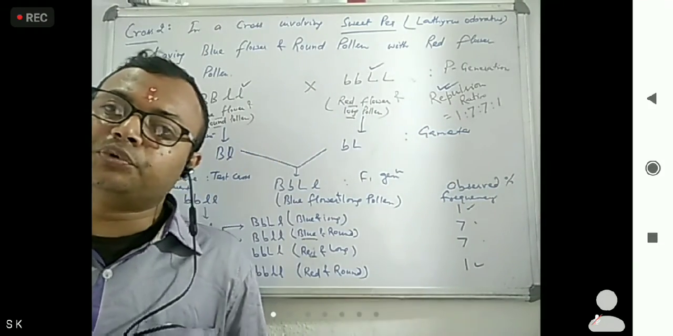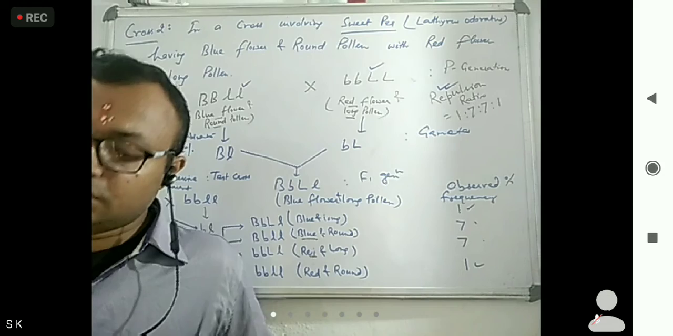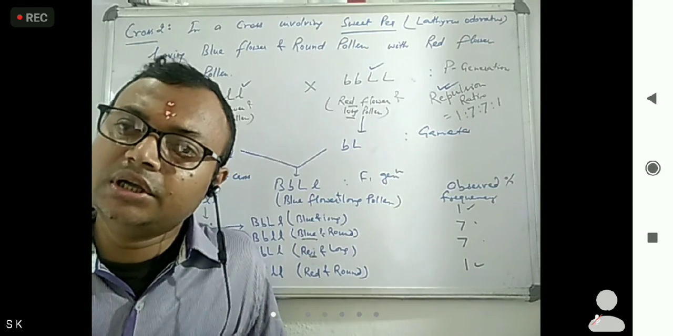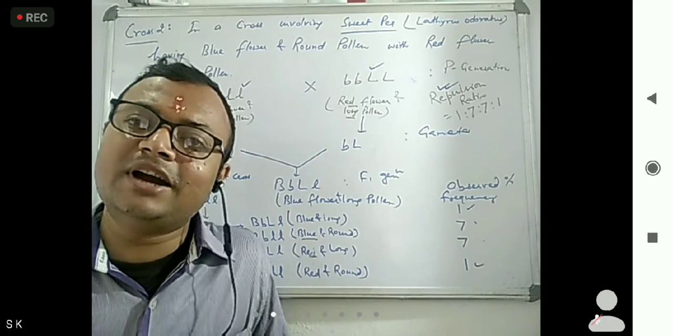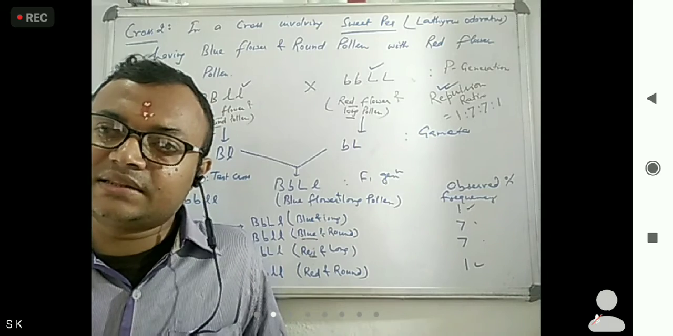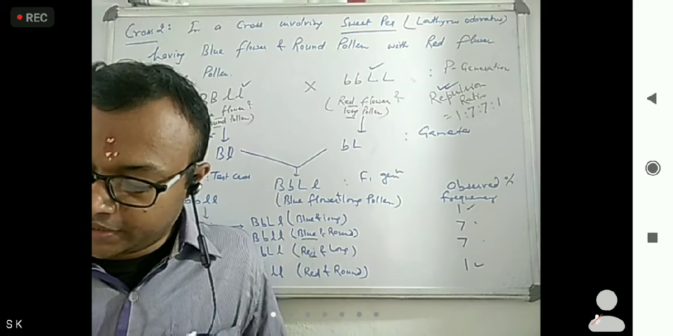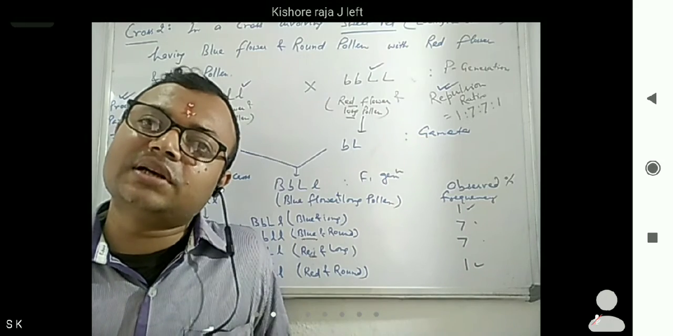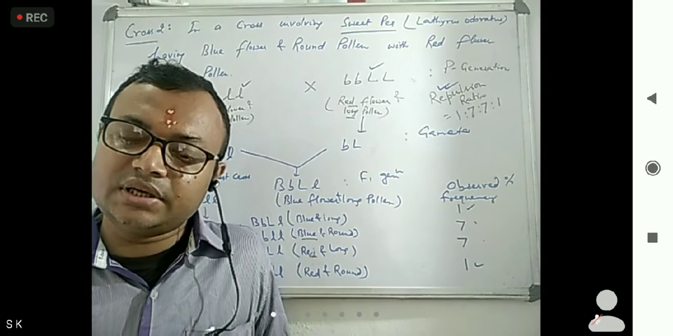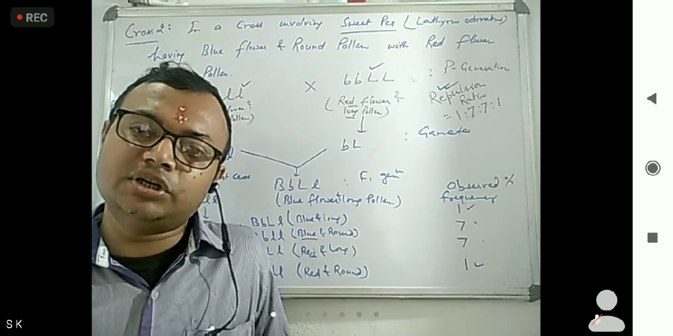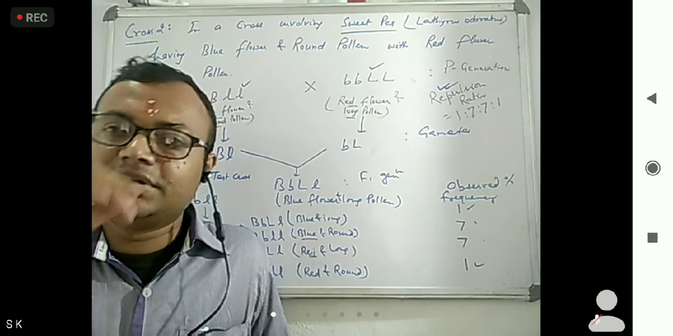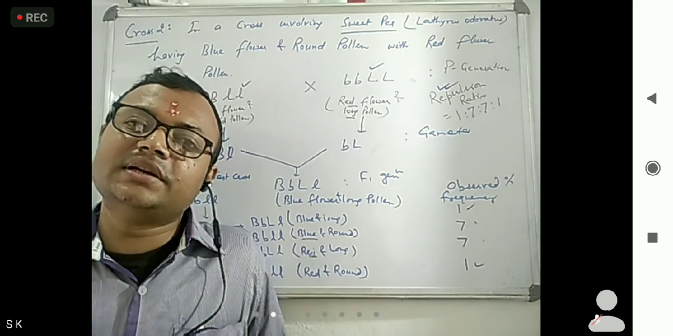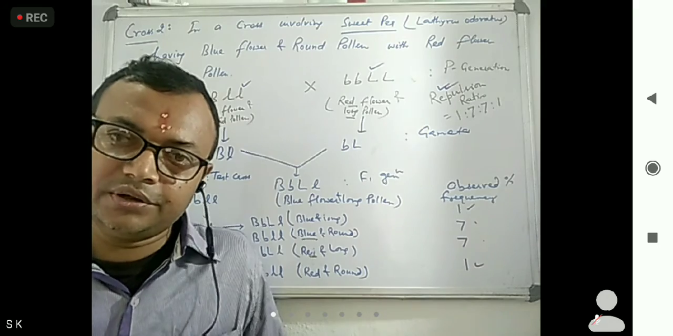This was proved by Punnett and Bateson using sweet pea, Lathyrus odoratus. Okay, understood this one? Now, in the next class, we will discuss cis and trans arrangement of genes, and then we will see the Morgan distance based experiment. Okay, thank you.